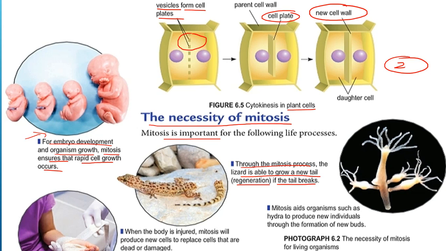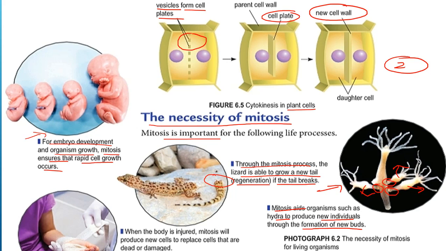Okay, here, mitosis aids organisms such as Hydra to produce new individual through the formations of new buds. Maksudnya untuk Hydra, okay, for example lah Hydra, so dia akan form a new Hydra ataupun new individuals of Hydra, okay, through mitosis. So ini budding, this one is bud. Nampak ni, dia form buds, lepas itu yang ini dia akan form a new individual. New individual, new individual. This is mitosis process.